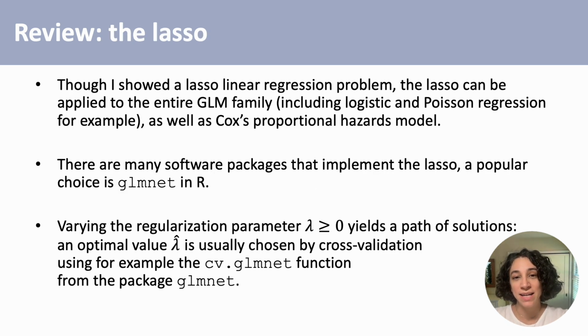Though I showed here a lasso linear regression problem, the lasso can be applied to the entire GLM family, including logistic and Poisson regression, as well as the Cox proportional hazards model. There are many software packages that implement the lasso, and a popular choice, as well as the one we'll use today, is GLMNet in R. Varying the regularization parameter lambda gives us a path of solutions, and an optimal value of lambda is usually chosen by cross-validation. In GLMNet, this can be done with the function cv.glmnet.